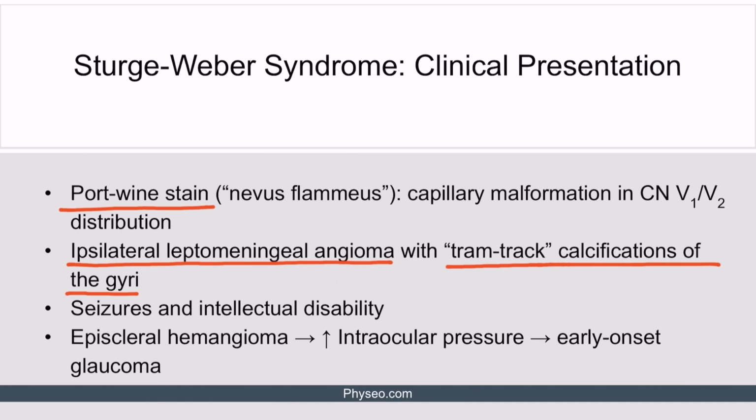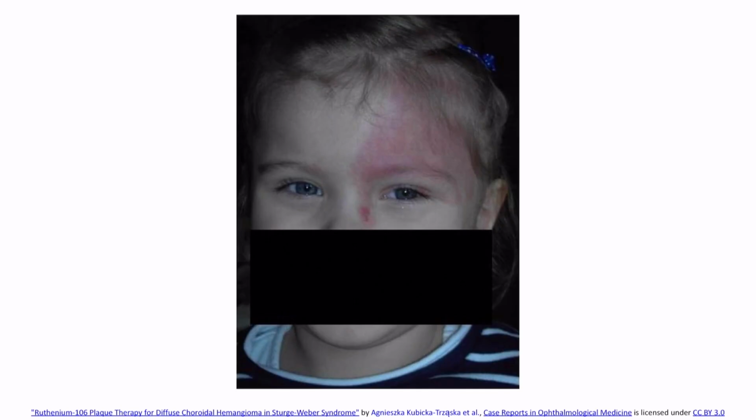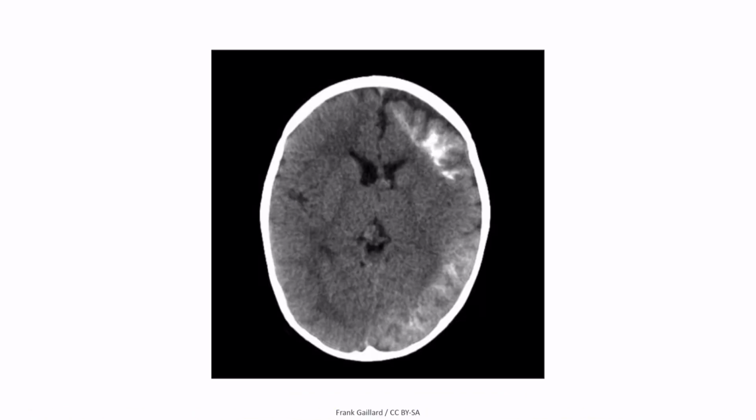Cerebral angiomas and calcifications can result in seizures and intellectual disability. Finally, patients may have an episcleral hemangioma, which causes an increase in intraocular pressure and early onset glaucoma. Here one can see a capillary malformation in the cranial nerve V1 and V2 distribution, which is a port wine stain. This is a brain CT scan of a patient with Sturge-Weber syndrome displaying calcifications. These calcifications are associated with leptomeningeal angiomas.